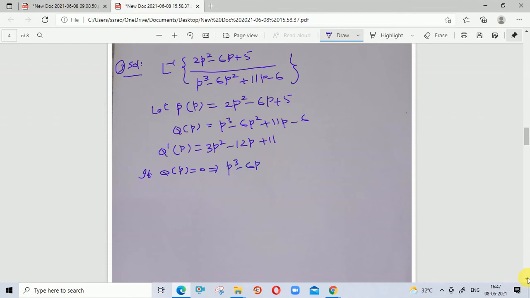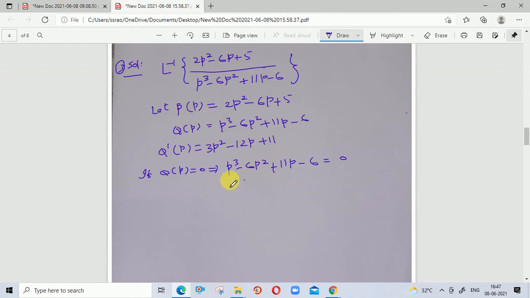So here the degree of this polynomial is 3. So it has 3 zeros. Okay.